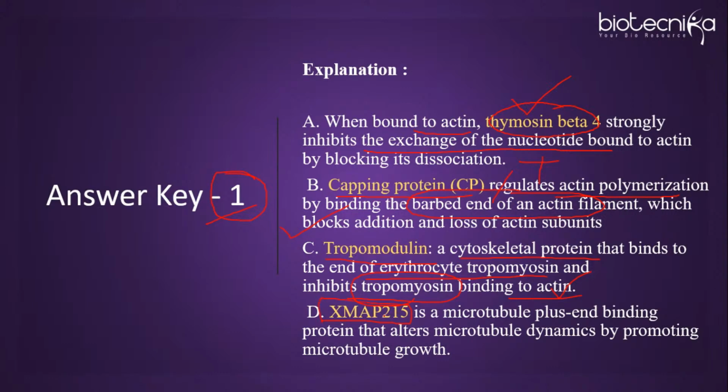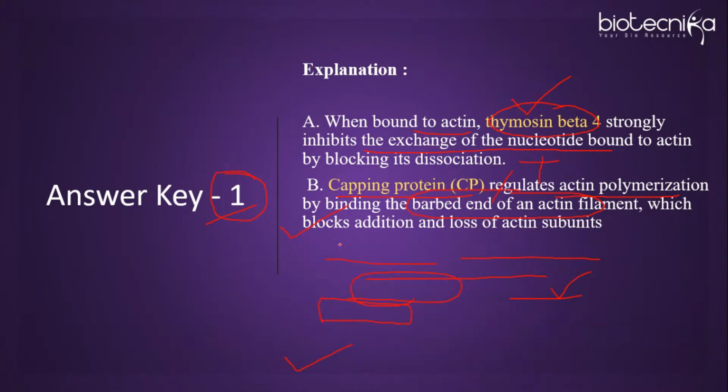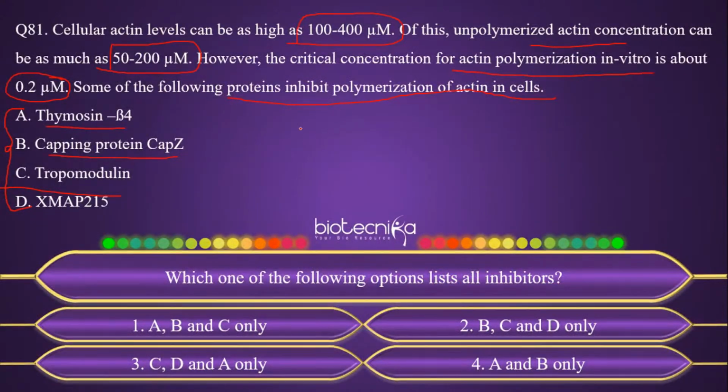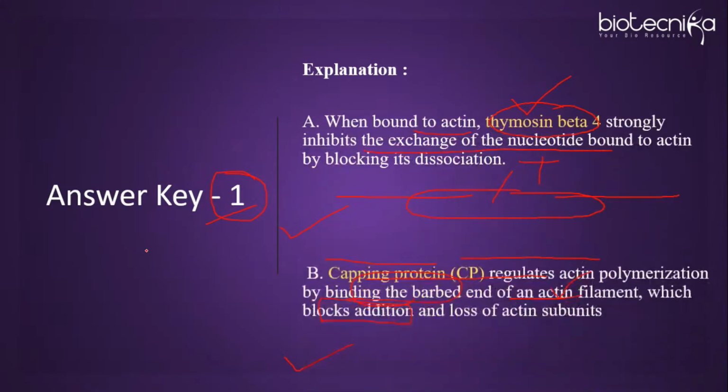Okay. And the last option was XMAP 215. So this is basically a microtubule associated protein which is found in Xenopus. Okay, and they are responsible for microtubule growth. So in our question, they had asked about actin polymerization. But contradictory to that, XMAP is microtubule related. That's why we have got ABC as the correct answer. Okay. Next question.